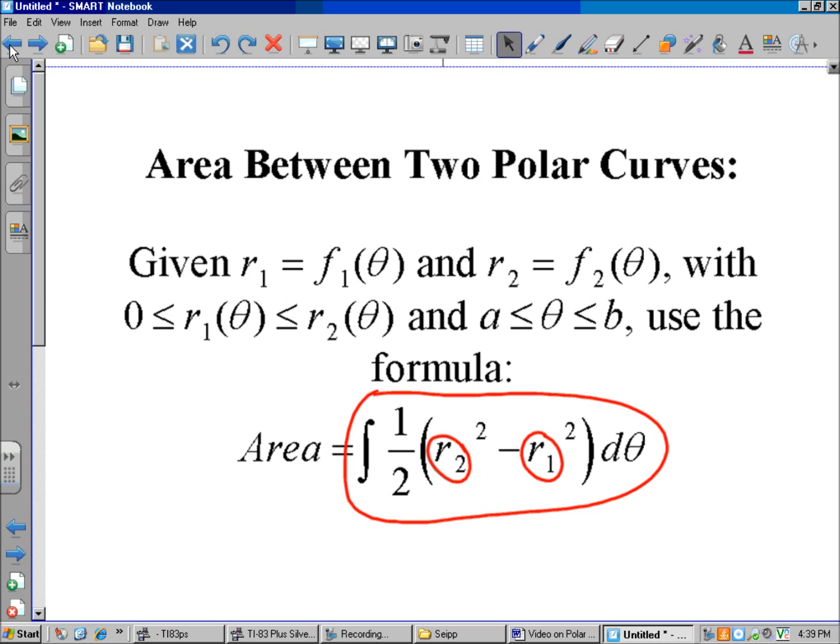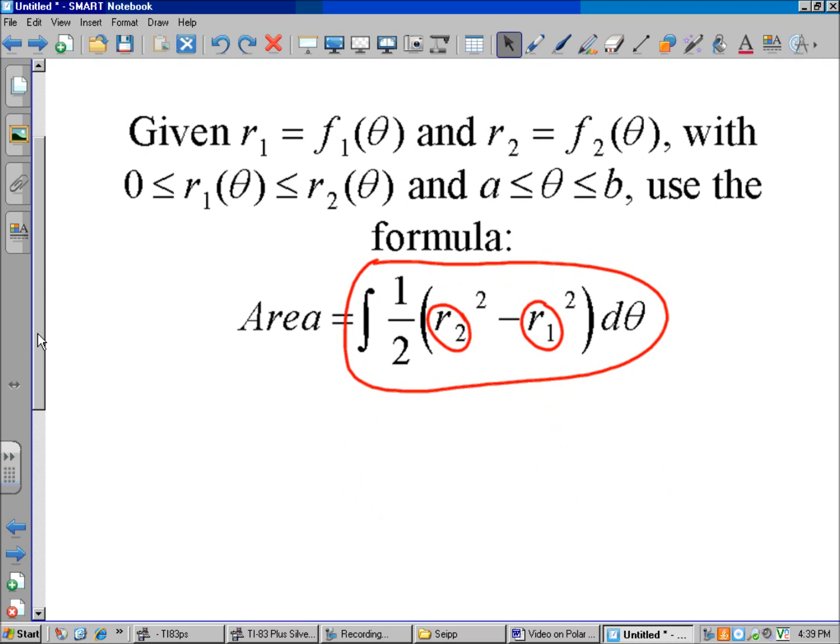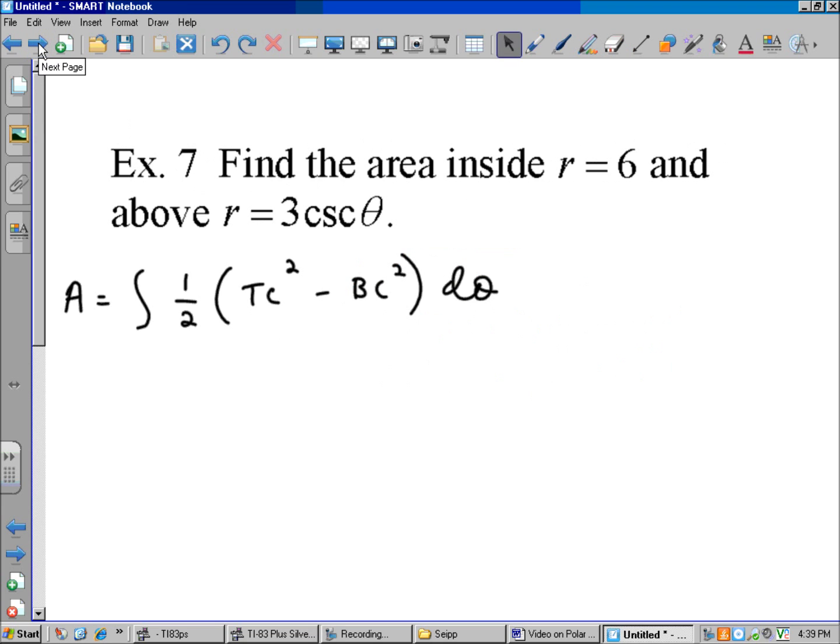All right, so that's just this formula written a tiny bit differently, but make sure you don't square them on the outside of the parentheses. The square does not go here. You square the individual equations, and then subtract them.